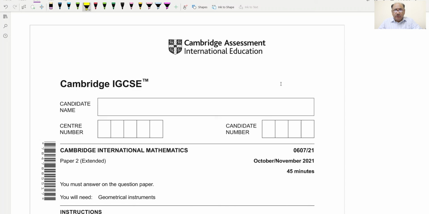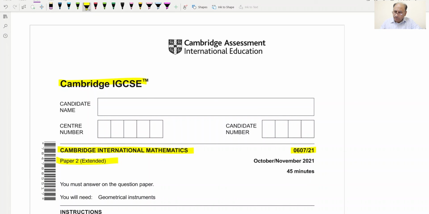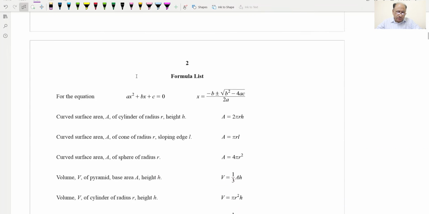Hello everyone, today we'll be going through Cambridge IGCSE International Mathematics Paper 2 Extended 0607/21 October/November 2021. Let's move to question number 1.